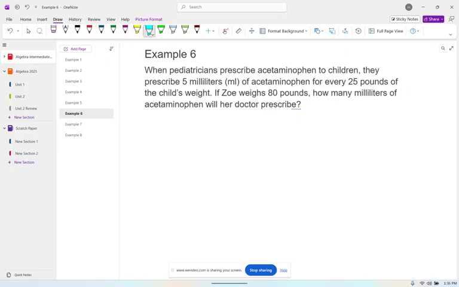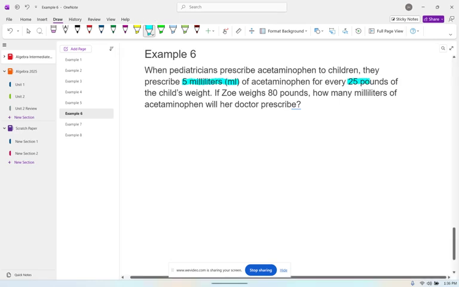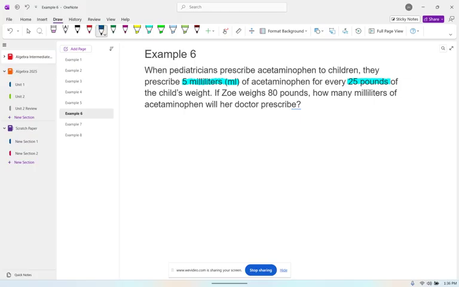So when we're going through this and we're trying to set up a proportion, we're really paying attention to those numbers. So we see here 5 milliliters and we see 25 pounds. And so we are comparing medicine to weight. We're going to create our first fraction using those two numbers. So we'll have 5, and we want to label this ml for milliliters over 25 pounds. That's going to be our first ratio. We're going to set that equal to our next ratio.